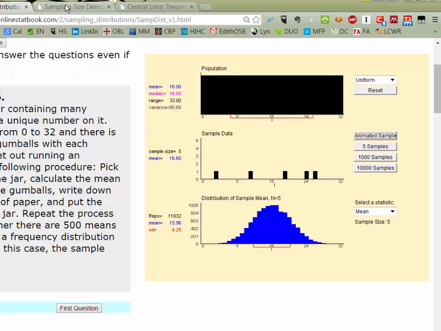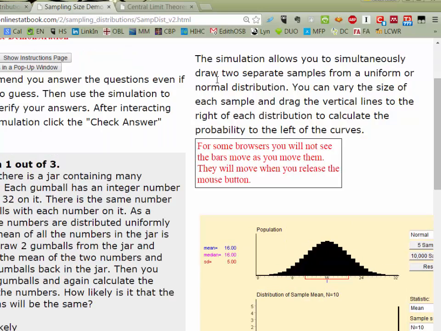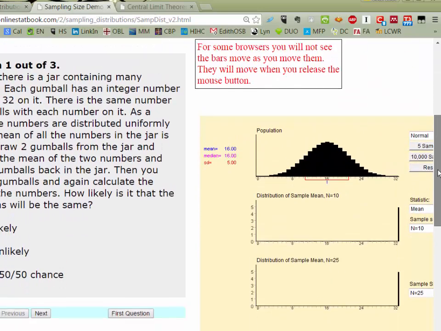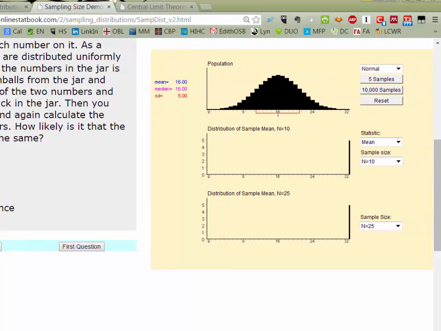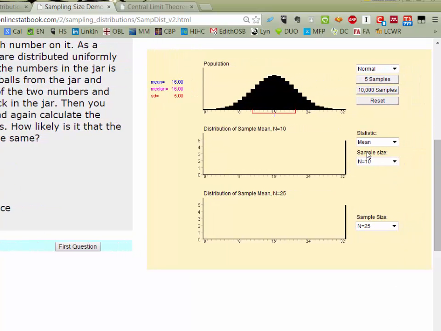Let's go on to look at the second one of our demos. In this demo, we get to compare the effect of looking at 2 different sample sizes at the same time. So I've got a normal distribution, and it's not going to do the animation for this one. It will draw one sample of 10 and one sample of 25 at the same time, and it lets me draw 5 samples at a time.